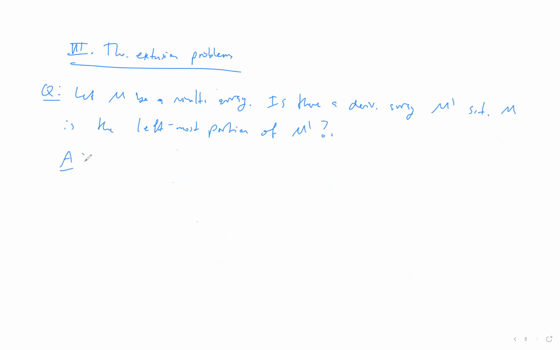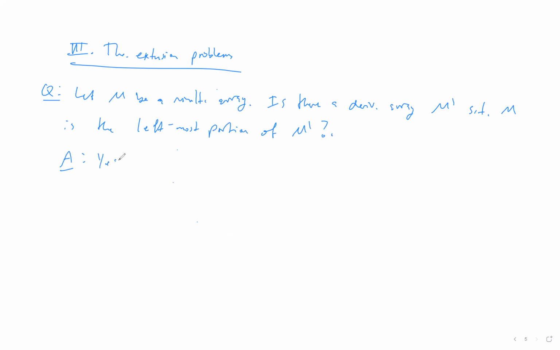Can you read the question out? Sorry, my handwriting is atrocious. Let M be a multiplicity array. So it may or may not be a derivative array. So does there exist a different derivative array, M prime, such that M appears as the leftmost portion of M prime? Is that okay? Yeah. Okay.